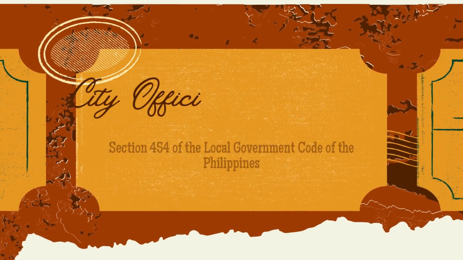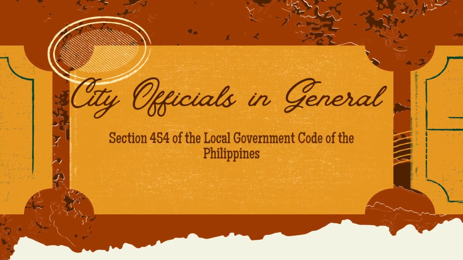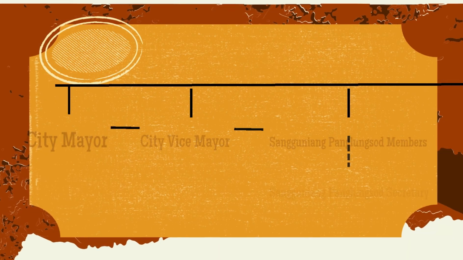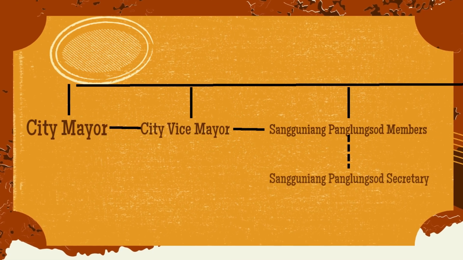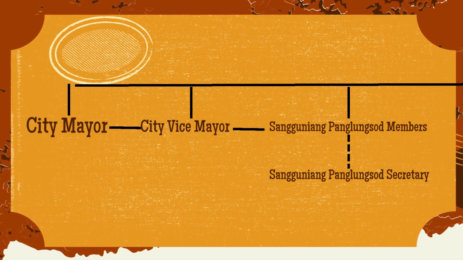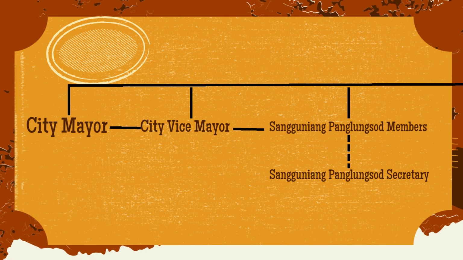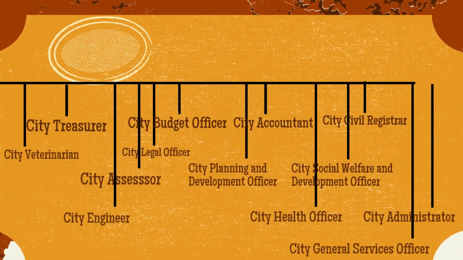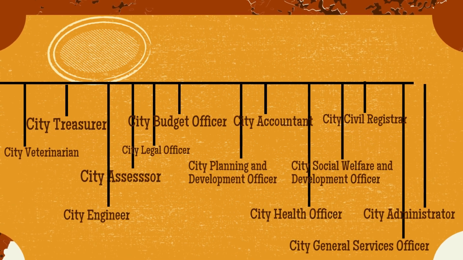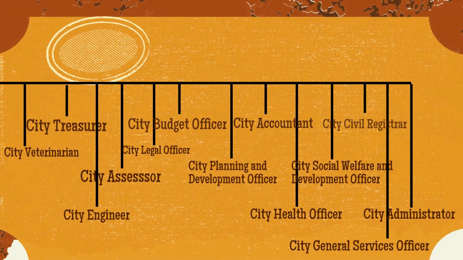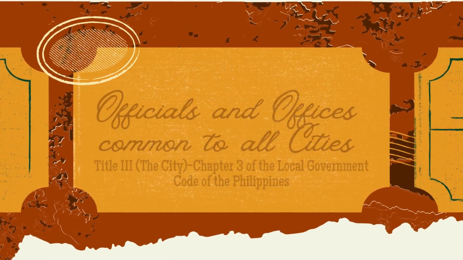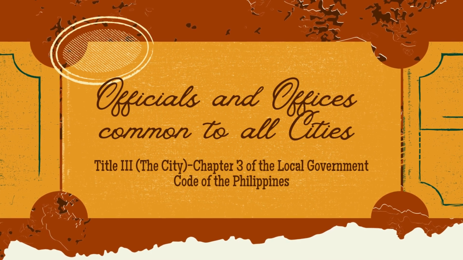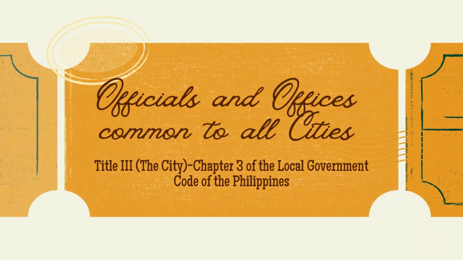City officials in general, Section 454 of the Local Government Code of the Philippines. Officials and offices common to all cities, Title III, the City, Chapter 3 of the Local Government Code of the Philippines.